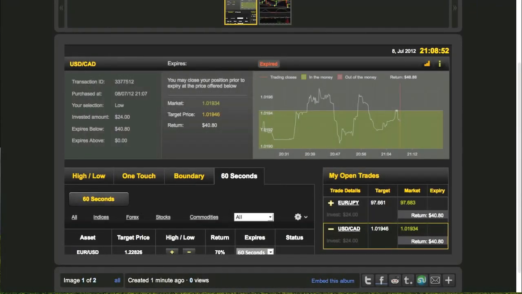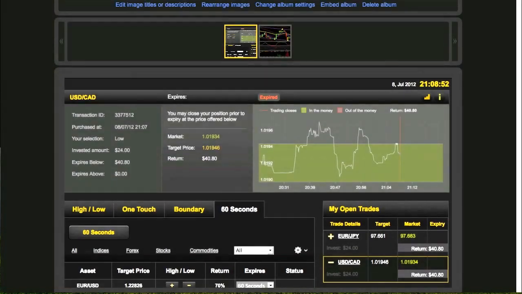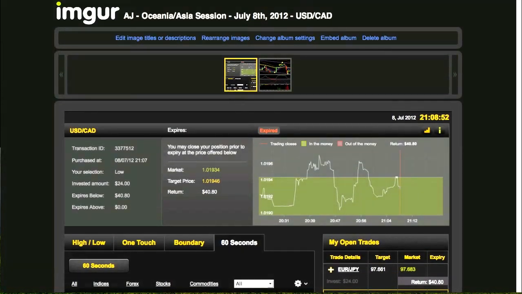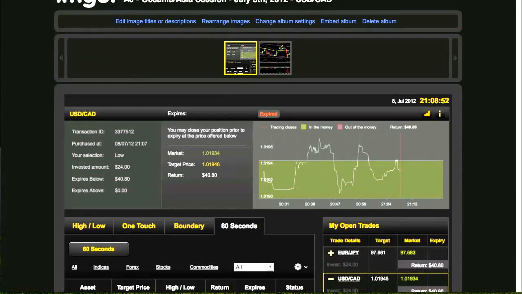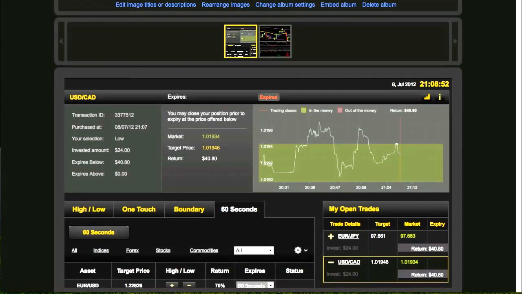My name is AJ, and today I'm going to be showing you a USD CAD 60-second binary that I placed during the Oceania Asian session on July the 8th, 2012. It was a put option that resulted from a $24 investment expiring below for a 40.80 profit, which is nice.